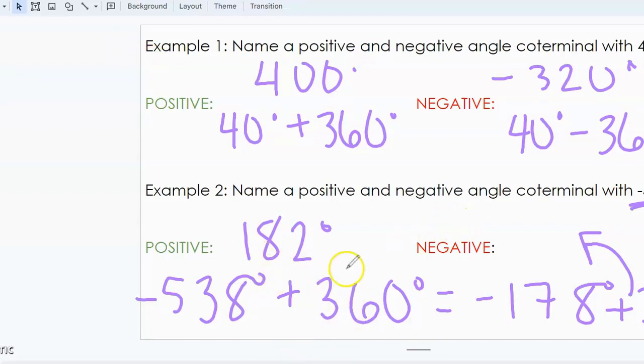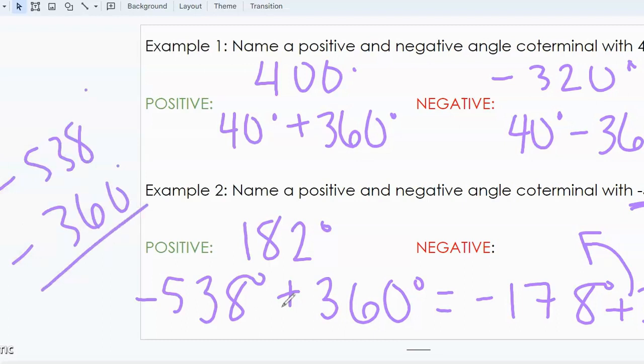For a negative, for example, I could subtract, right? If I did negative 538 minus 360 degrees, I'm going to get another negative angle. That's totally fine. That's your possible answer here. You literally could subtract 360 for the rest of class if you wanted. I don't recommend that, but if you did, you would keep getting coterminal angles there.